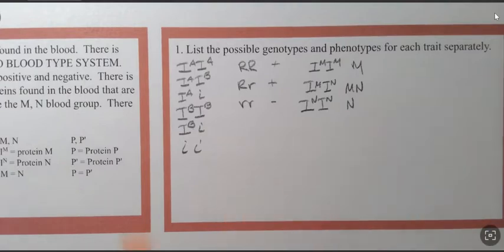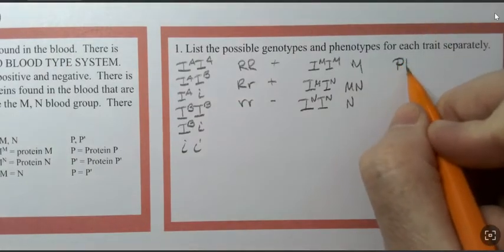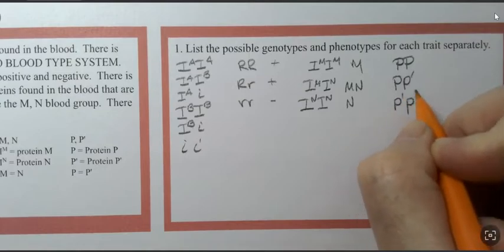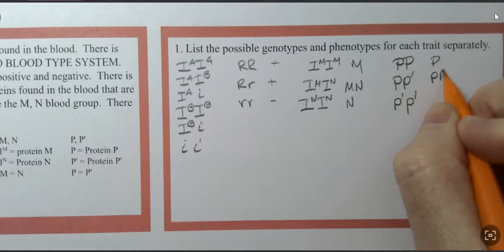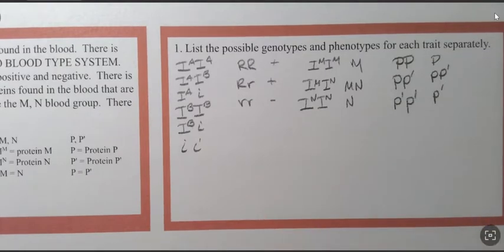Now lastly, I have these P and P prime, and they are also codominant. So same thing's going to happen here. I can have two P's, a P with a P prime, or a P prime with a P prime. This gives me P, this gives me P prime, and this gives me P prime. They're just proteins. Okay, so let's take a look at what our question is.